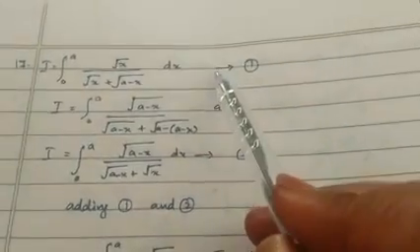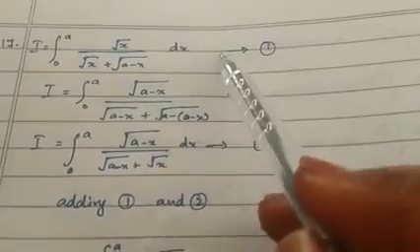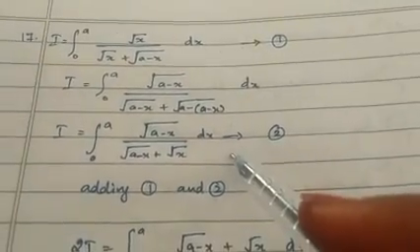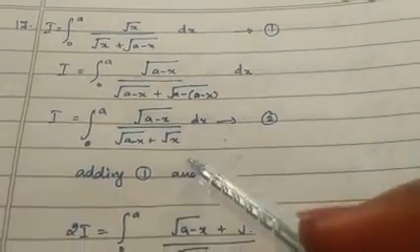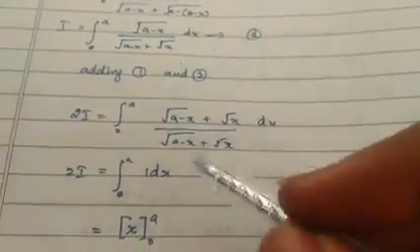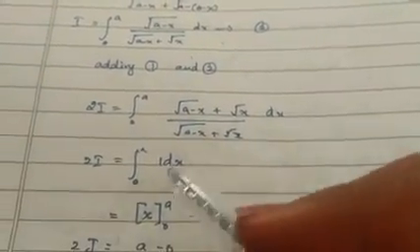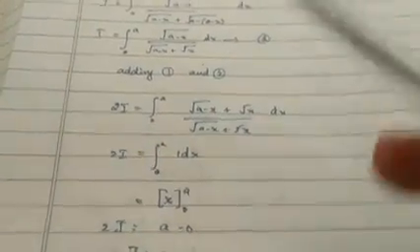Now this is the integral before applying the property, and this is the integral after applying the property. Add these two integrals, and both numerator and denominator will get cancelled. Therefore you will get 1 into dx. When you add, on the left hand side you will get 2I. After that integrate and apply the upper limit and lower limit.